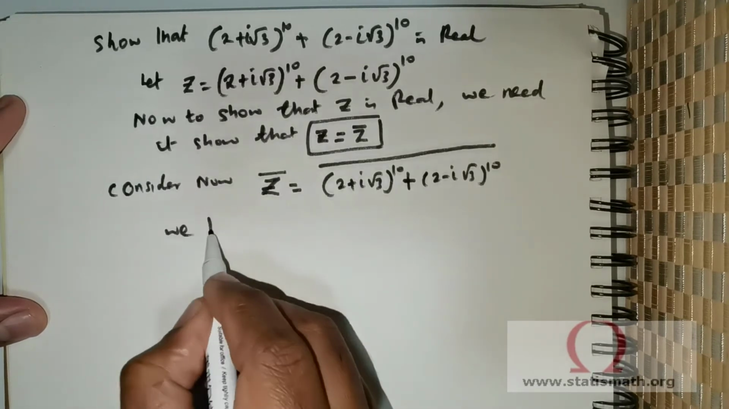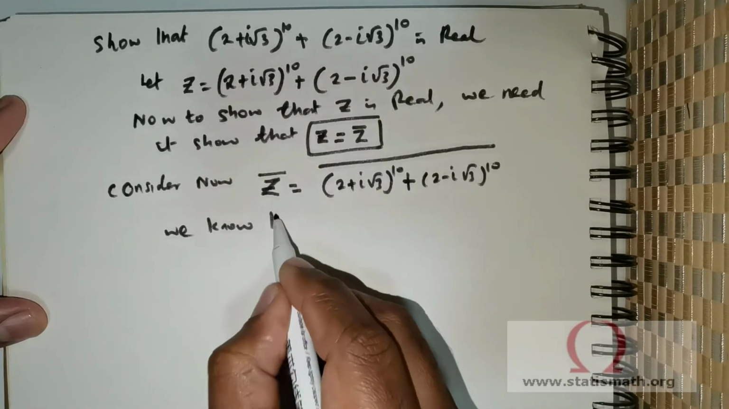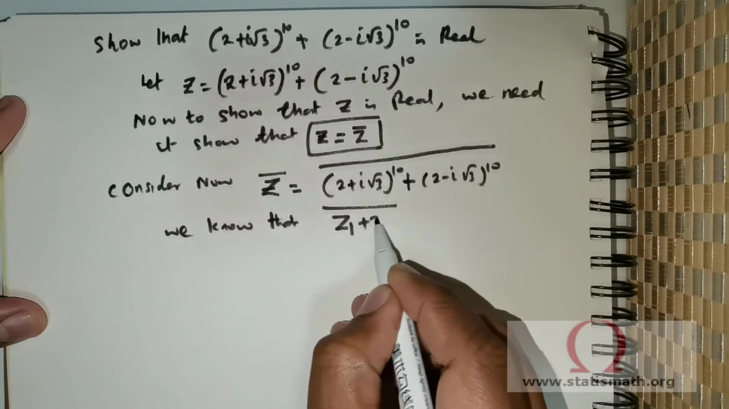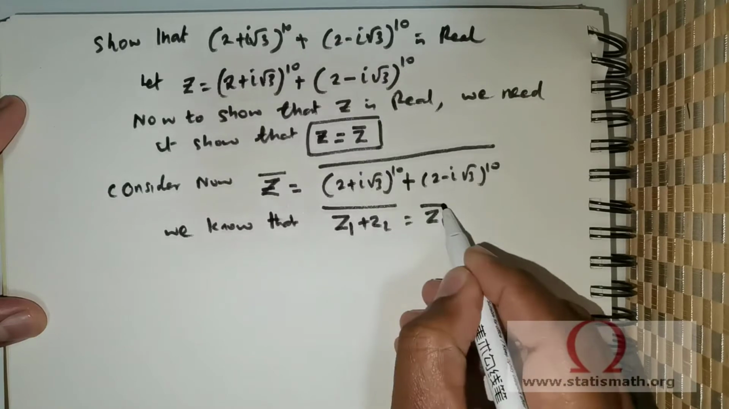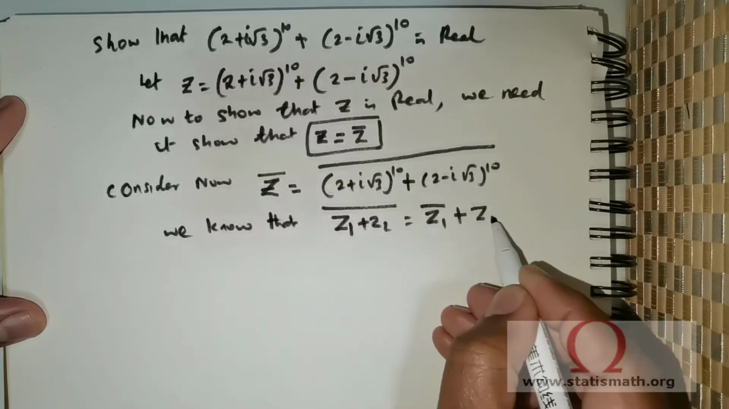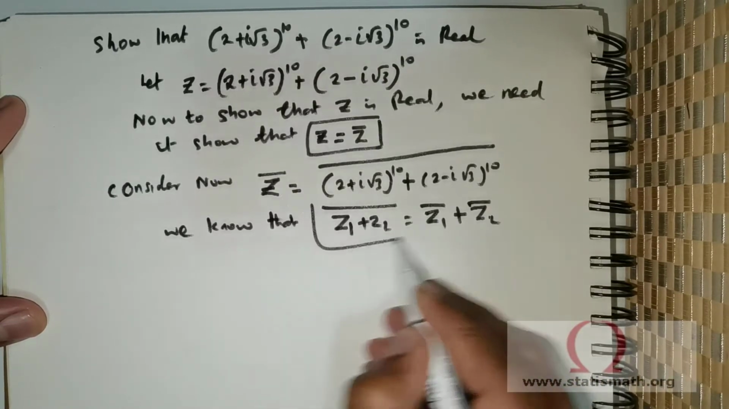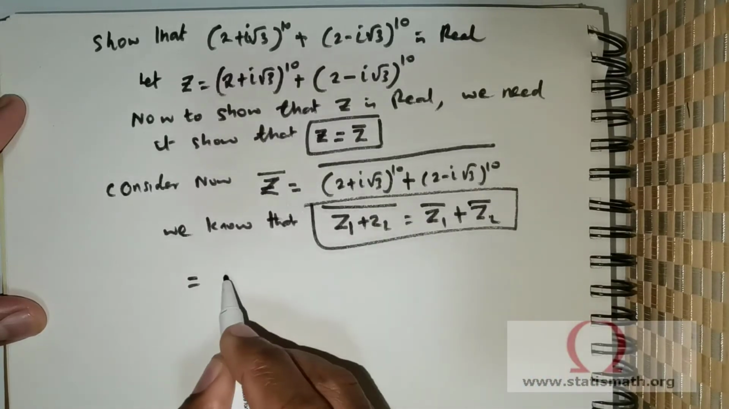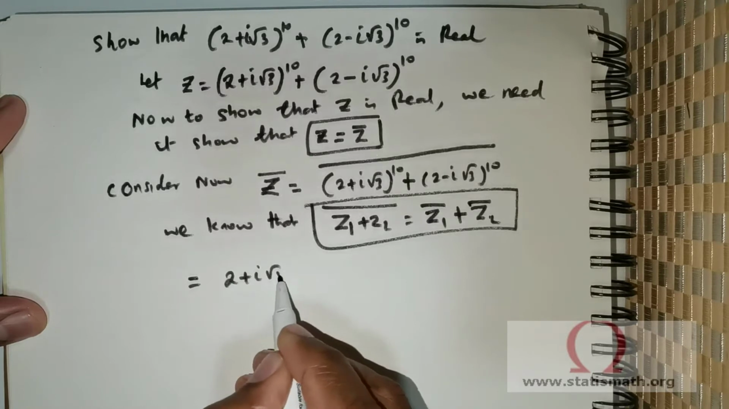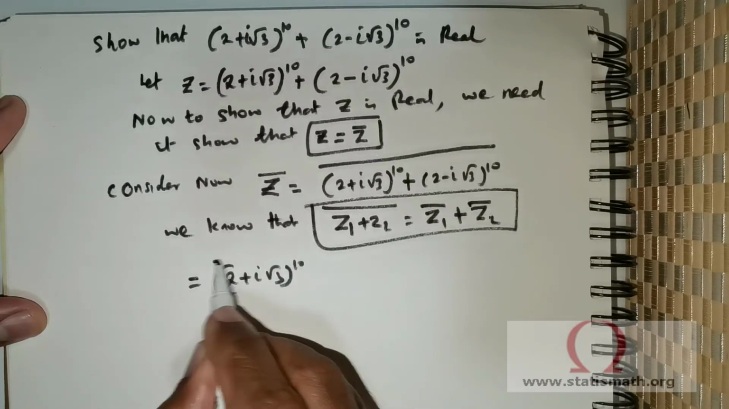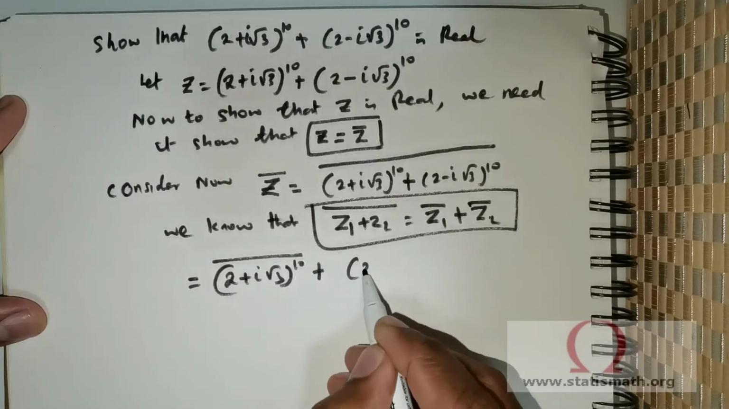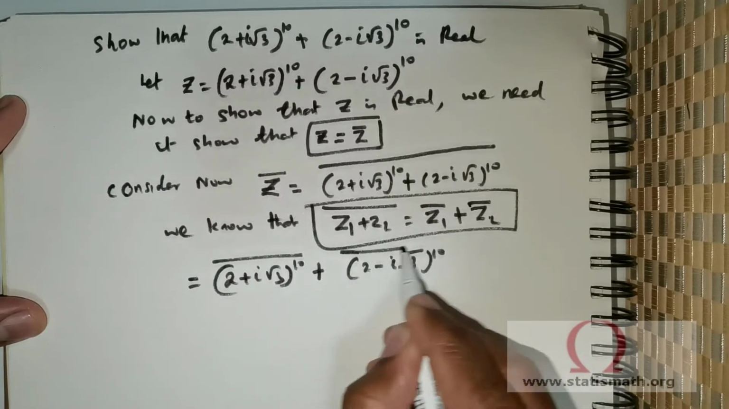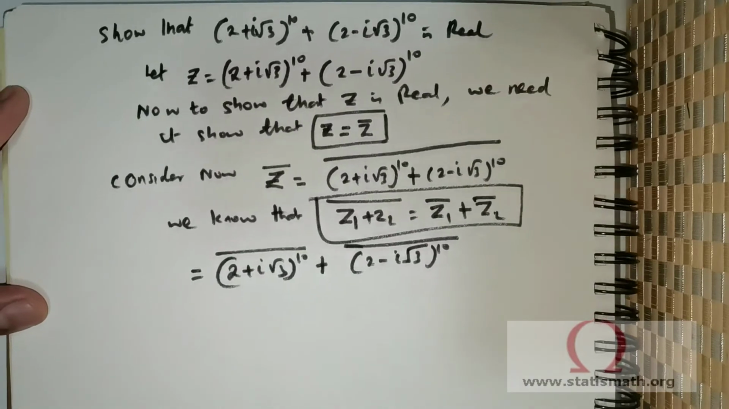Now we know a very important result: the conjugate of the sum is equal to the sum of the conjugates. We know this. Because of this property, this is going to be rewritten as the conjugate of (2 + i√3)^10 plus the conjugate of (2 − i√3)^10. So we can have this.